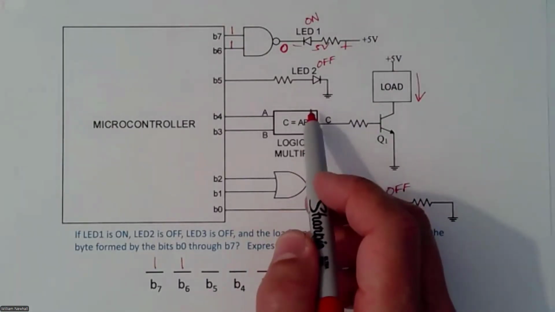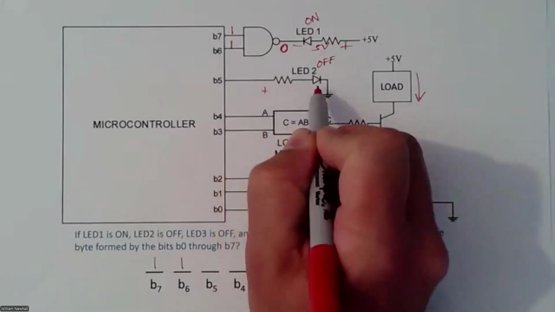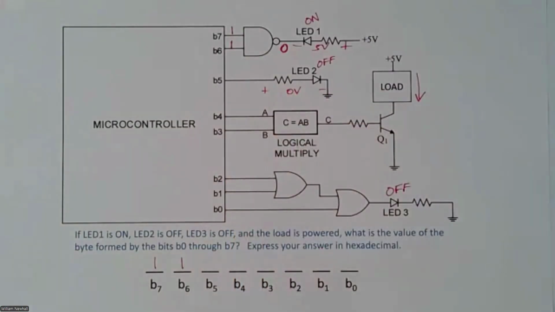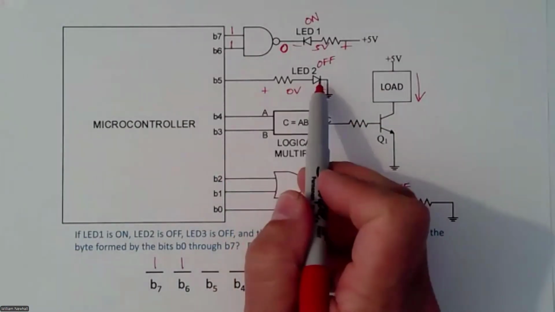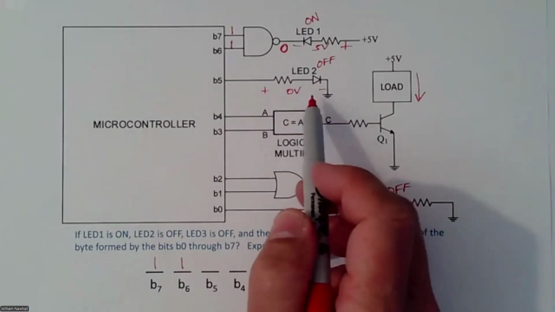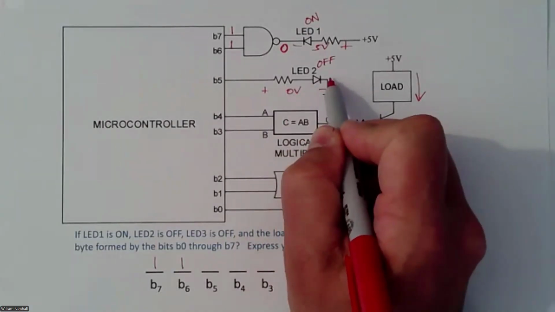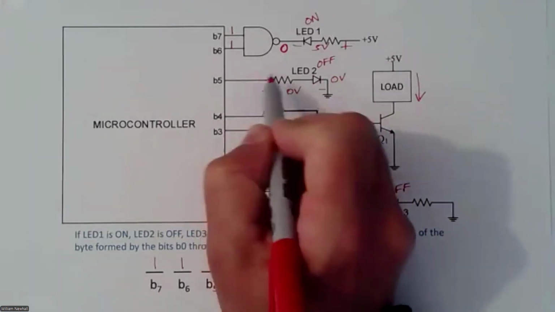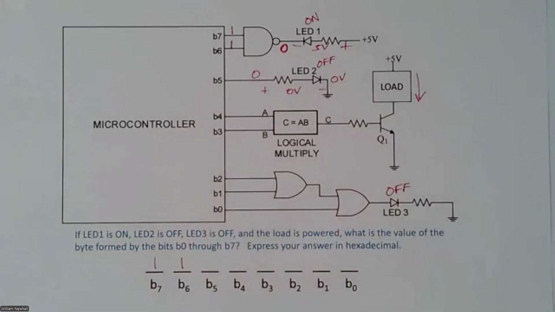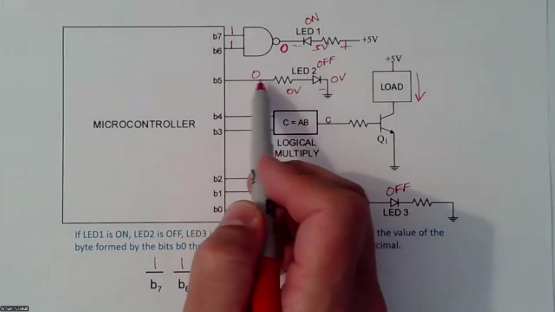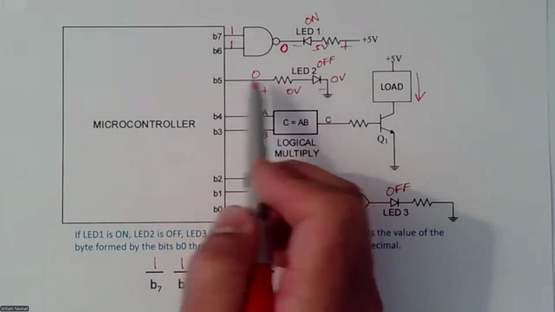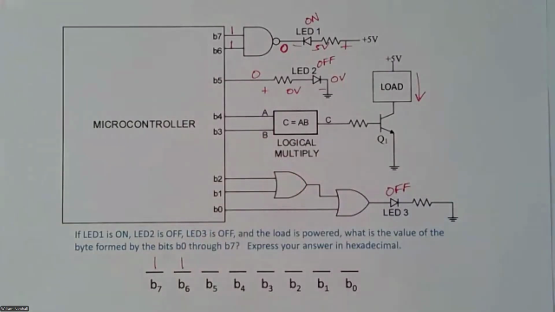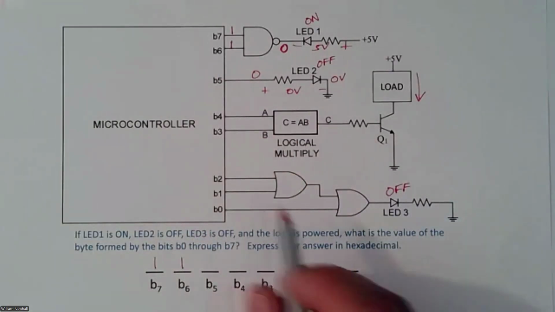LED 2 is off, so you want 0 volts across this resistor and LED in series. So to get 0 volts there, when the cathode of the LED is connected to 0 volts, you need 0 volts, or 0, at the input here to that series combination, which means B5 has to be an output of 0.